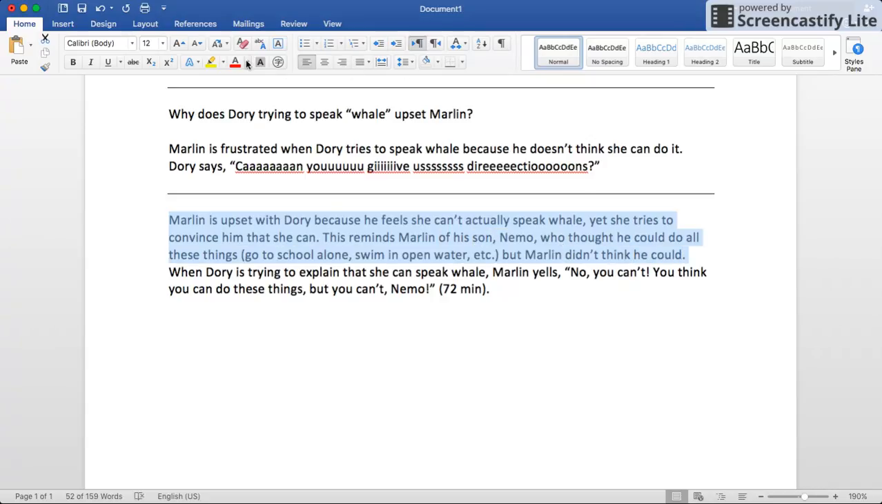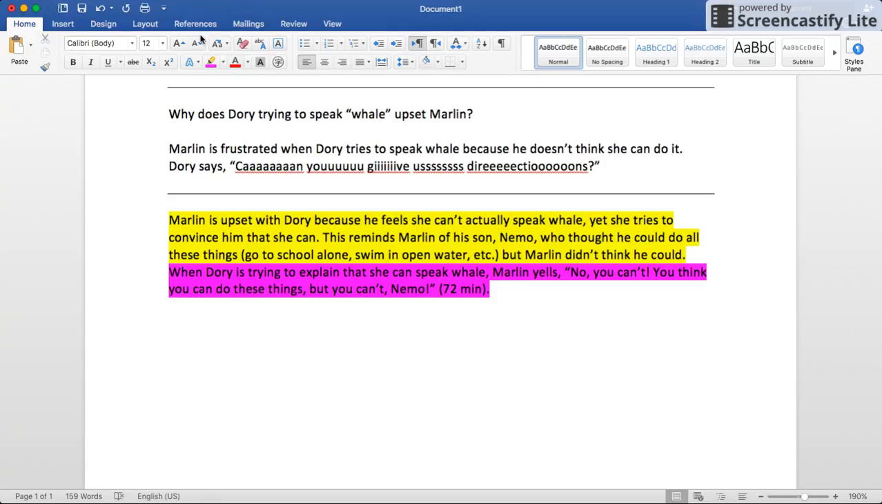which is here. I'm going to highlight this just to help, to the quote. Okay. So I'm going to make that a different color altogether. I'm going to make it blue. Oops. Marlin is misplacing his anger with Nemo. I only have 2 seconds left.